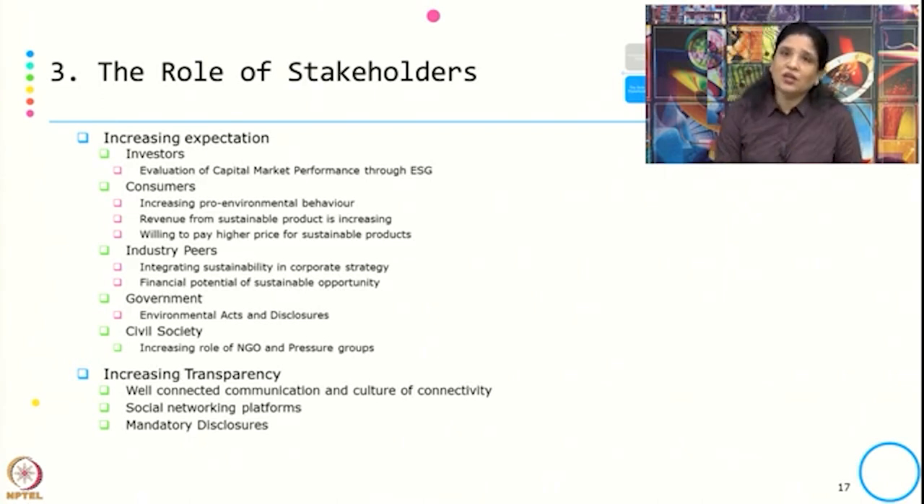The second factor which is working for the stakeholders is that there is an increase in transparency. And why is there an increase in transparency? Because there is well connected communication, a culture of connectivity. And why this connected communication and culture of connectivity? Because of the evolution that has happened due to information technology and different social networking platforms, which bring more transparency because the information is public, and also the mandatory disclosure by the company, because the other stakeholders know about the facts. That increases the transparency. So the role of stakeholders is changing, and the increase in transparency creates a pressure on the system that they need to adopt sustainability practices.